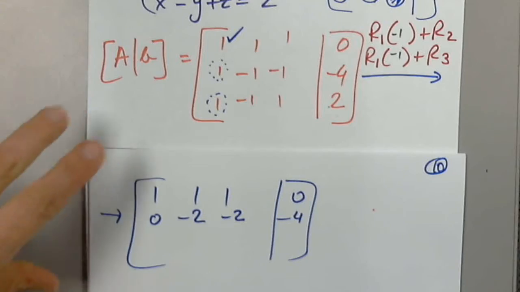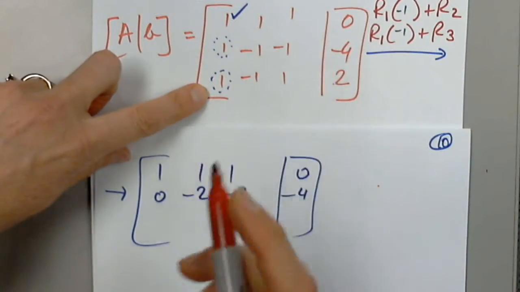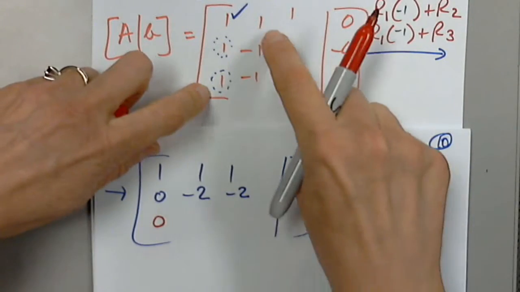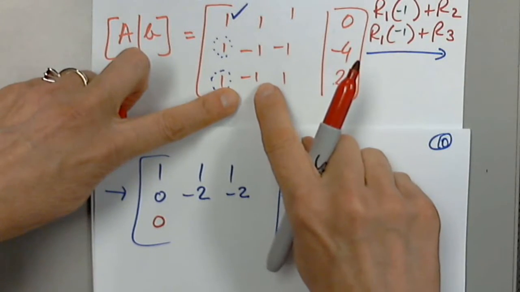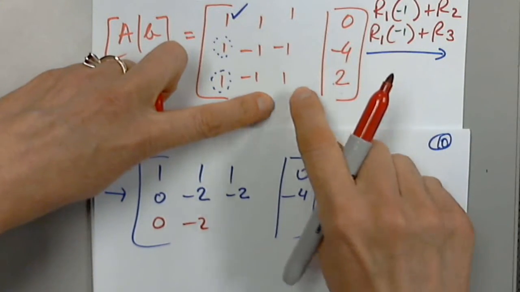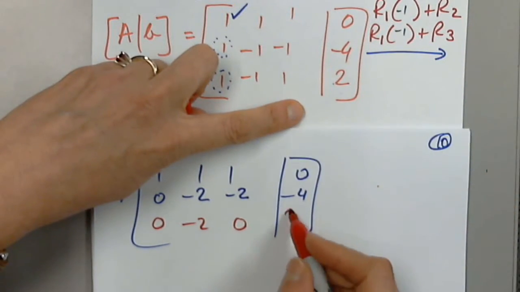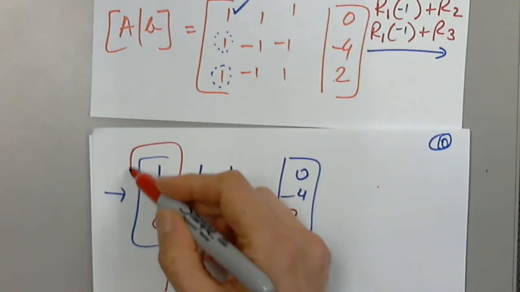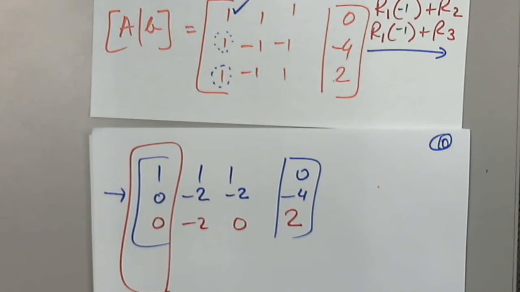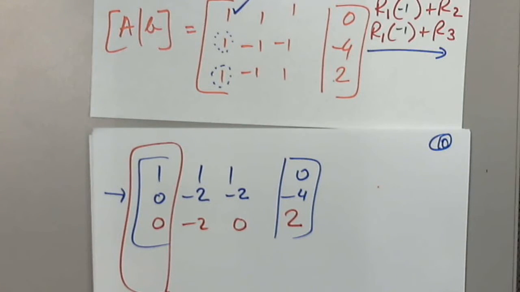Is that okay? Next one. 1 times negative 1 plus 1. 1 times negative 1 minus 1. 1 times negative 1 plus 1. 0 times negative 1 plus 2. 2. This is done. If during the next steps I destroy this, I'm not on the right track. This is now carved in stone. Good. Next step.